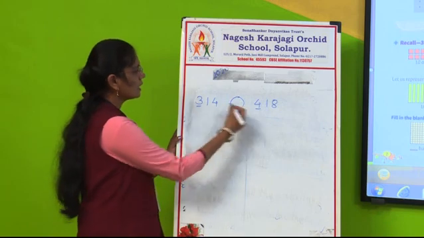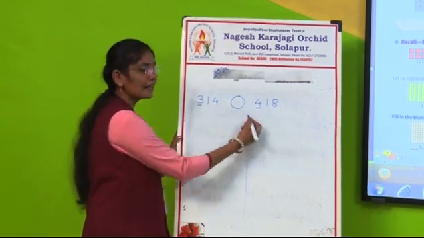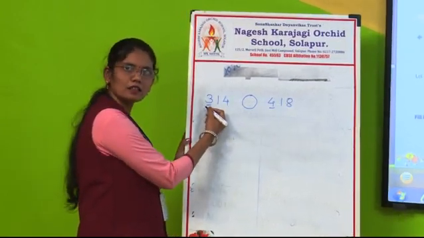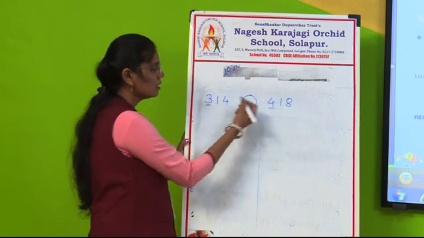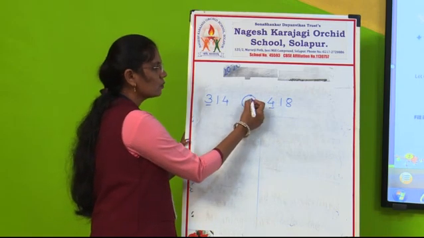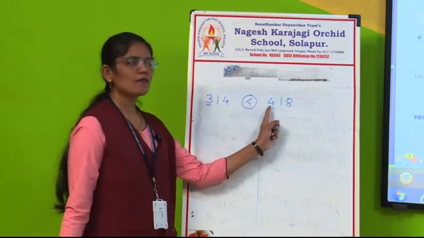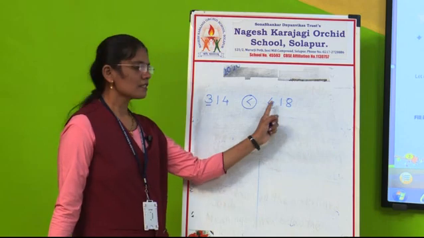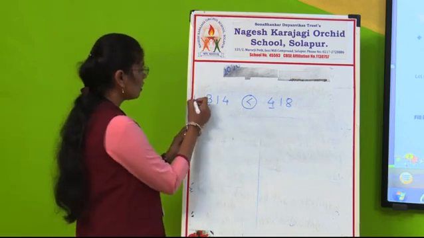So between 3 and 4, which number is greater? Of course 4 is greater than 3. So this whole number, 418, is greater than 314. So which sign will we put? This open ended sign we will put towards the 418, means 418 is greater than 314. Okay.